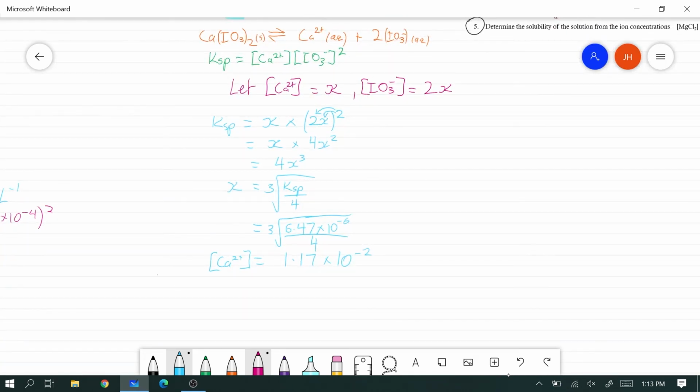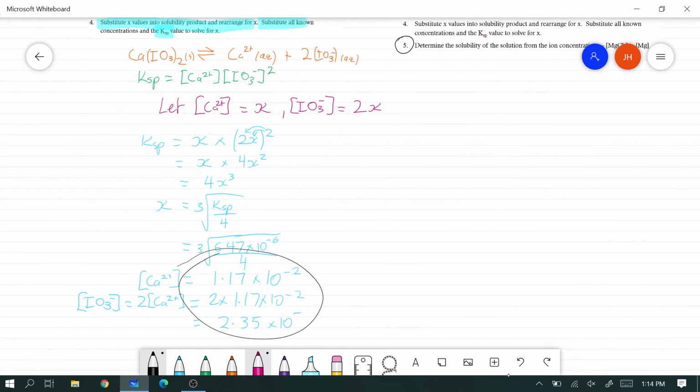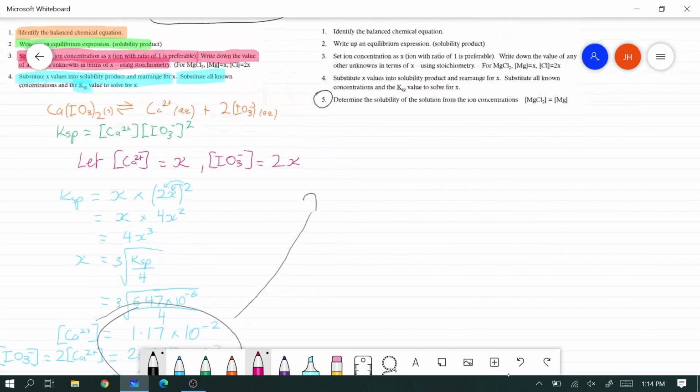We can take this value and use it to also calculate our iodate concentration, which we know is going to be 2 times our calcium concentration, or 2x, as we noted up above. So that's this one here. So that's going to be 2 times 1.17 times 10 to the negative 2, which should come out as 2.34, or 2.35 if we round up correctly, times 10 to the negative 2, and that's our answer for both of our concentrations. And we can take these values and use them for step 5 up here to be able to determine the solubility of solution.